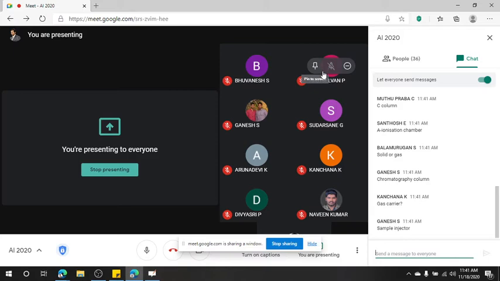Okay, gas is the carrier. Okay, Ganesh, sample injector. A is the sample. Okay, B is a blocker. Oh, B block, gas carrier. Okay, maybe. Muthuprabha again says that sample is B. Okay, good. Ganesh, sample injector.